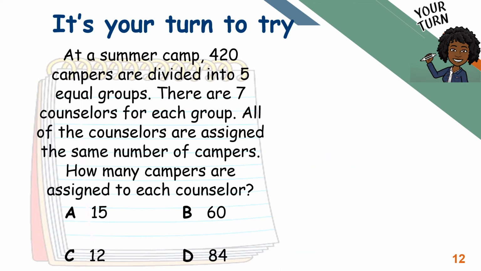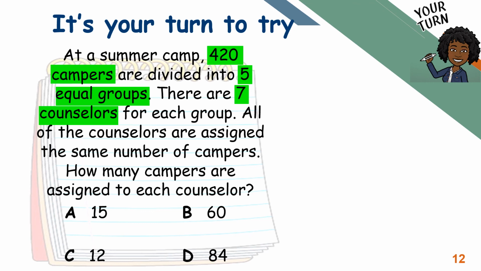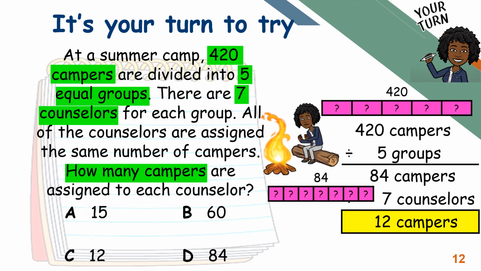Here we go. We know there are 420 campers split into 5 equal groups and 7 counselors for each group. The question is asking how many campers were assigned to each counselor. I used pictures again to help represent the problem. First, I divided the total campers into 5 groups. Then divided again to figure out how many campers are assigned to each counselor. The answer is C, 12.